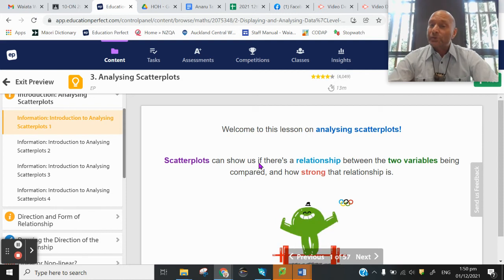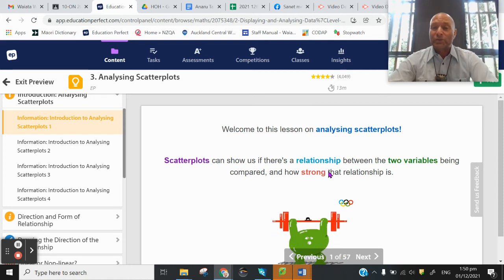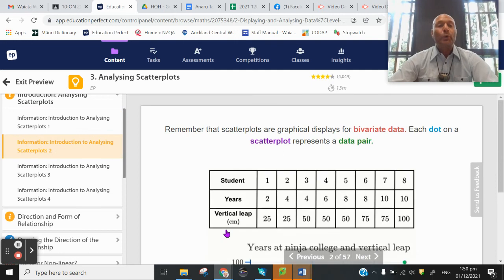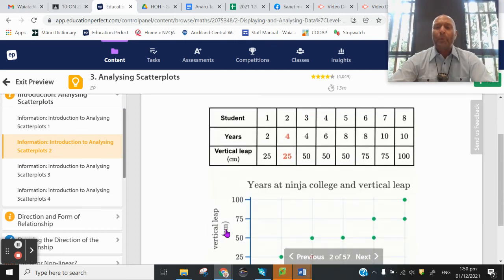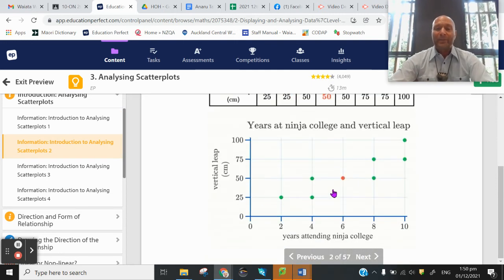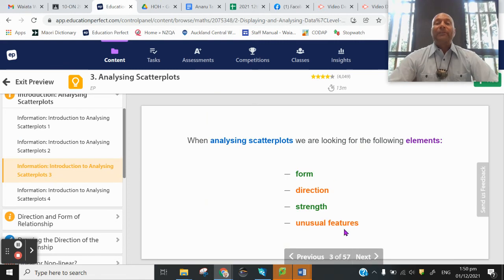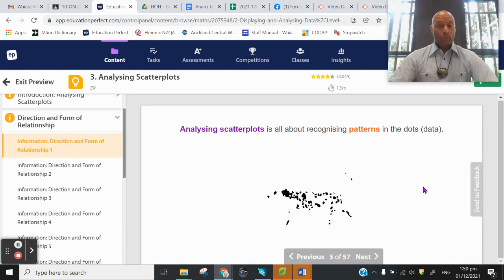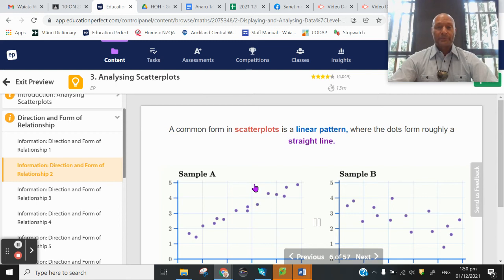Scatter plots can show us what kind of relationship there is between two variables, and that has to do with how close the data points are. So looking at this data, we want to look at the following features: form, direction, strength, and unusual features. Let's go through those one at a time. We're going to be looking for patterns.